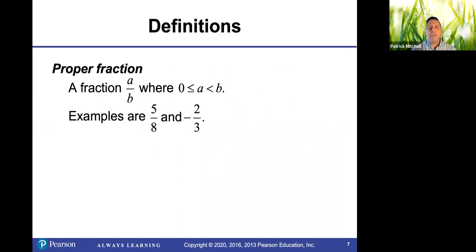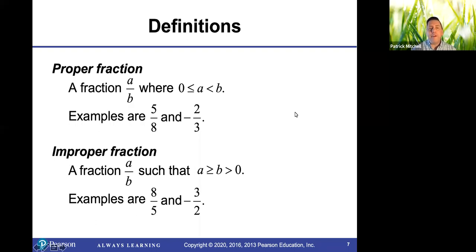A proper fraction is a fraction a over b, where a is less than b, and a and b are both positive. Examples are 5/8 and -2/3. Now this seems to go against what I just said about a and b being positive. Notice they park the negative sign in front of the whole entire fraction. Okay, but that's the idea of a proper fraction. When you look at the fraction part, the numerator is less than the denominator.